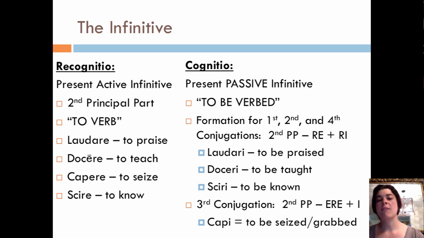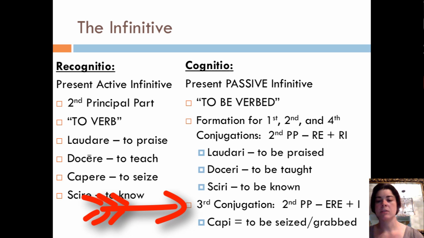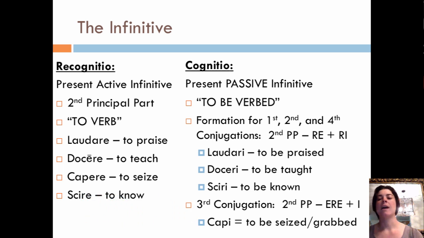We're still going to start off by looking at the second principal part of the verb. For first, second, and fourth conjugations, they all follow the same rule: take off the -re, like you're used to, but add -ri instead. So laudari, doceri, sciri: to be praised, to be taught, and to be known, respectively. Third conjugation, take off the entire -ere, and then add an I. So it'll be a shorter form, capi, to be seized or grabbed. So that's the difference. Make sure you've written this down, especially the rules for the infinitive.